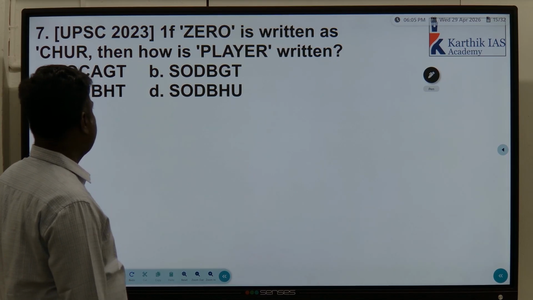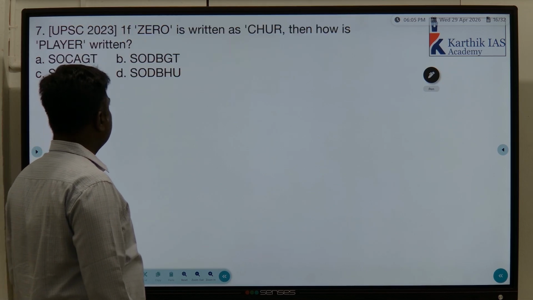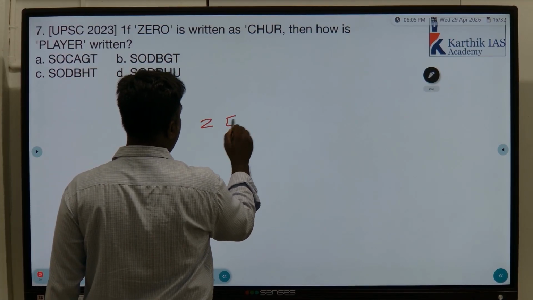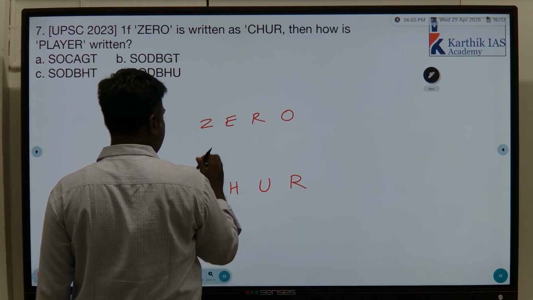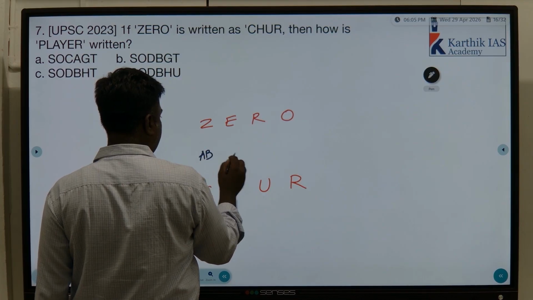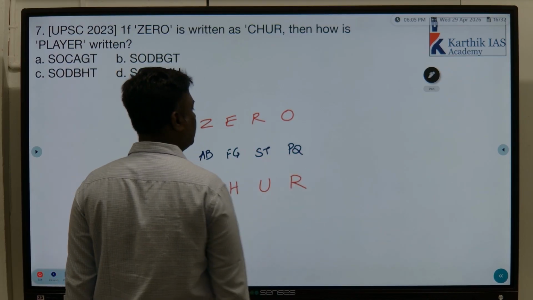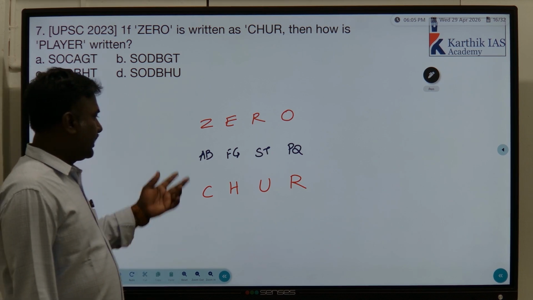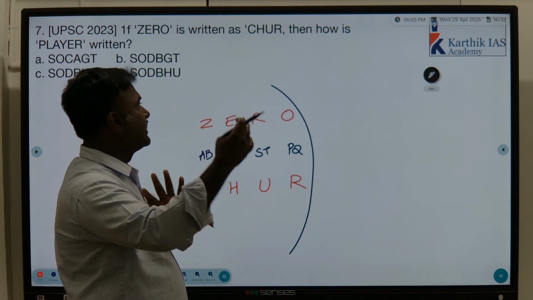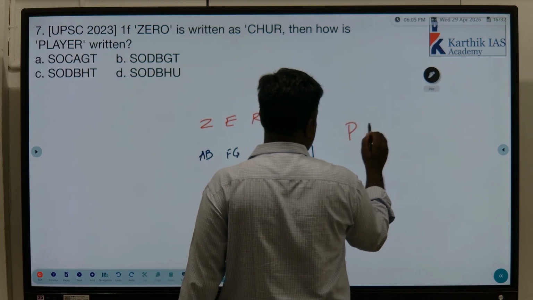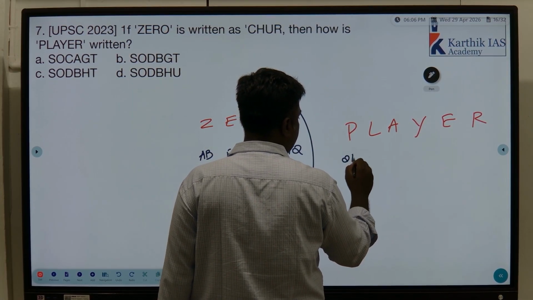Okay, 0 is written as CHUR, player is written as what is the question. So that's where we have to be careful. See, Z, right? A and B is missing. E, F, G is missing. R, S, T is missing. P, Q is missing. So while moving forward, the next two letters are missing. That's the easiest way rather than converting into numbers and then seeing. But we need to identify it first. Once you have identified, you need not do it like this. P, QR is missing. Yes.